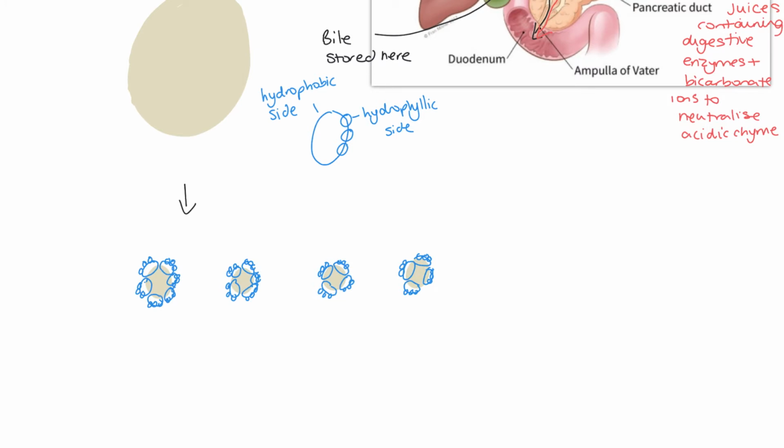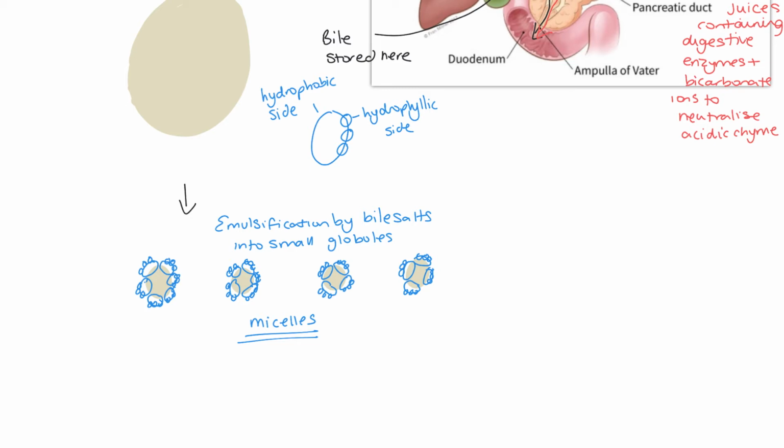So this emulsification by the bile salts of the fat into small globules is important because it increases the surface area for the action of the lipase enzyme, and it means that it increases the rate of digestion. These small globules of fat are now called micelles. So that is a new word that you need to learn. So now we've got these small droplets of fat, the lipase can get involved.